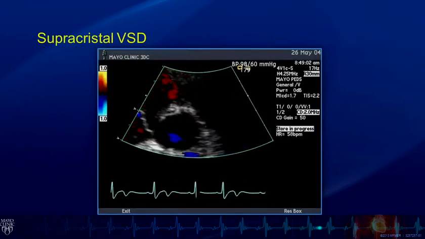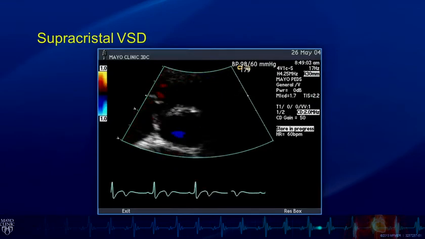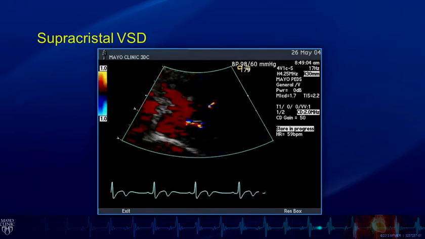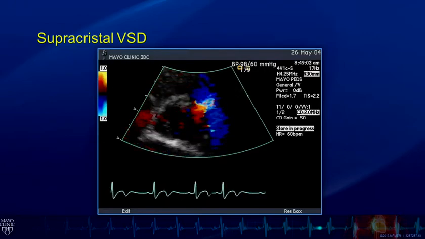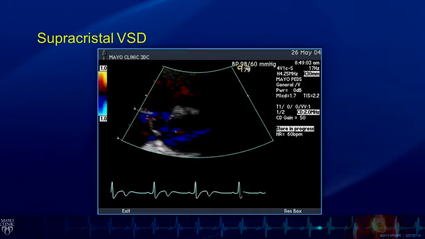So here, in distinction, is a supracrystal VSD. You can see that on just quick looking at this, that looks somewhat similar to pulmonary valve regurgitation, except that the shunt is occurring in systole, and we definitely see color flow in the LVOT.